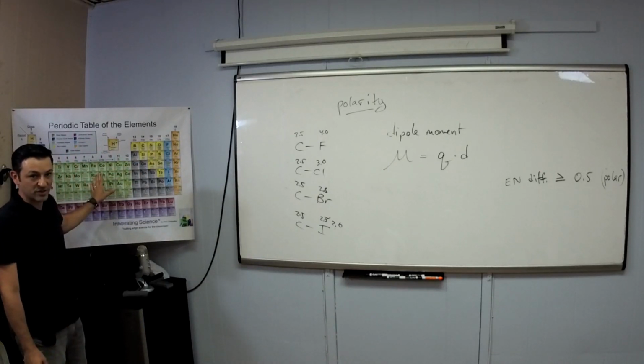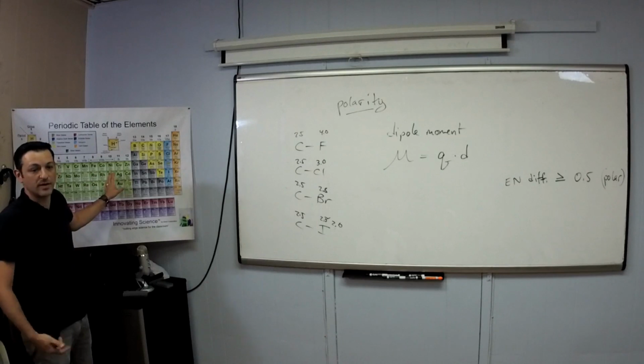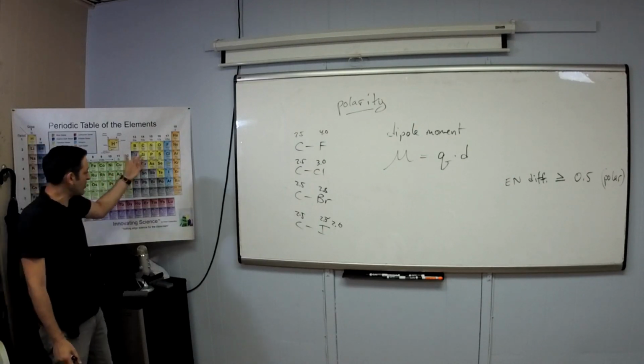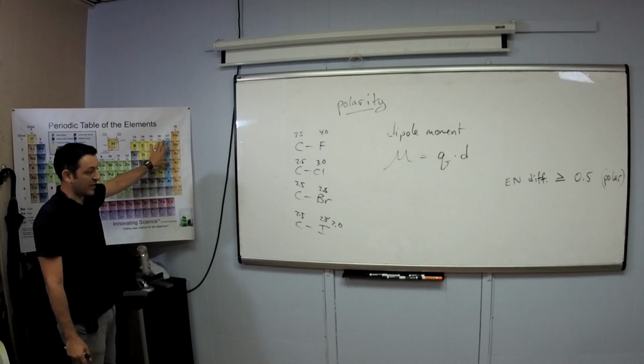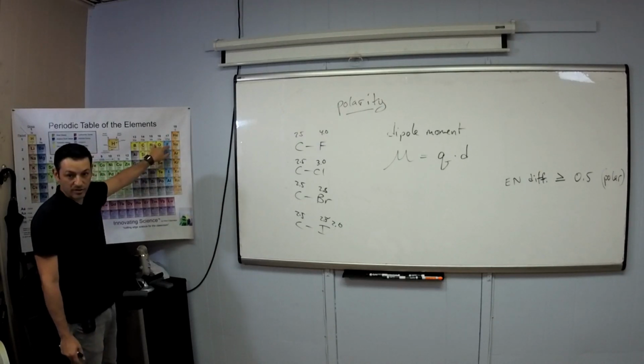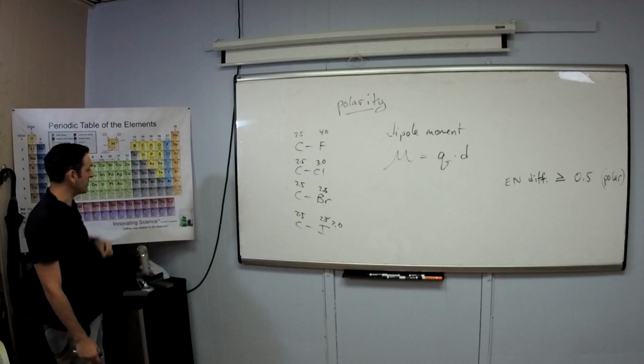And sometimes that difference is less than 1.9. Sometimes it's greater than 1.9. And almost always, if you have a non-metal connected to a non-metal, that's going to be covalent, even in the case of boron to fluorine, which is 2.0 of a difference.